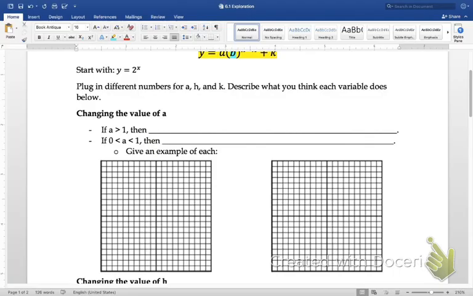So then if A is between 0 and 1, how is that going to affect my graph? My graph will have a vertical shrink by a factor of A, whatever that is, whether it be 1/2, 1/4, 1/3.